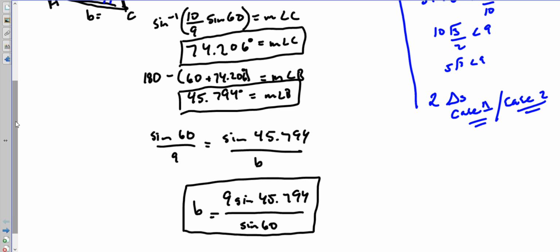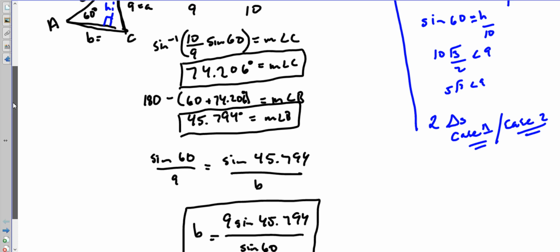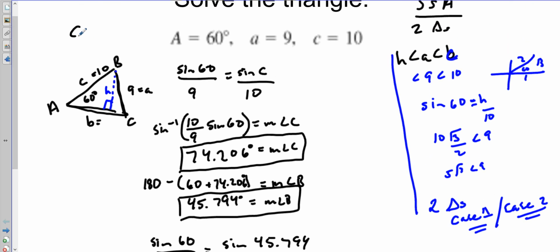So we found all of our values for this first case, and this is what we call case 1. That's when we have 3 acute angles inside this triangle. The thing is that we could also draw this triangle. This is where case 2 comes in.